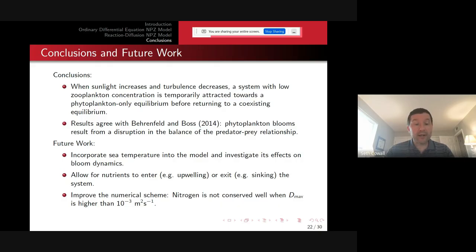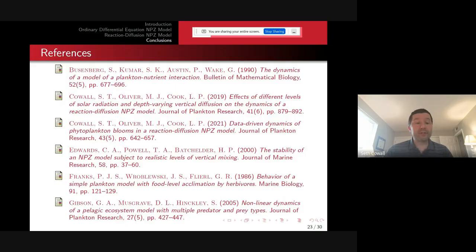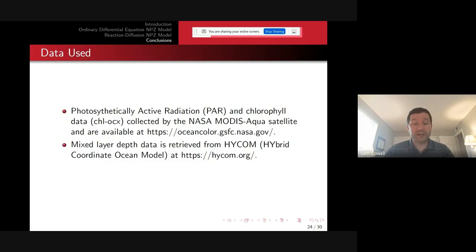Okay, before I close, I'll just mention our references. These two are the papers that we got out of the study, and of course here's some other papers I mentioned in the talk. And here are our two sources of data. The first one was for where we got the chlorophyll and the solar radiation, and the second one was where we got the data for the mixed layer depth. And with that, I will go ahead and open the floor to questions.